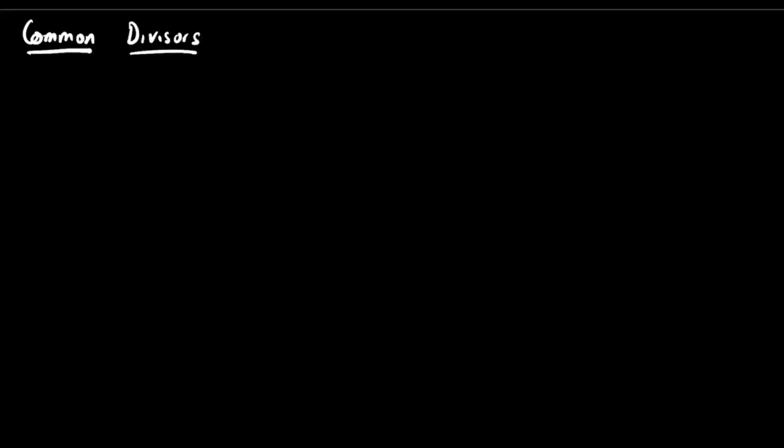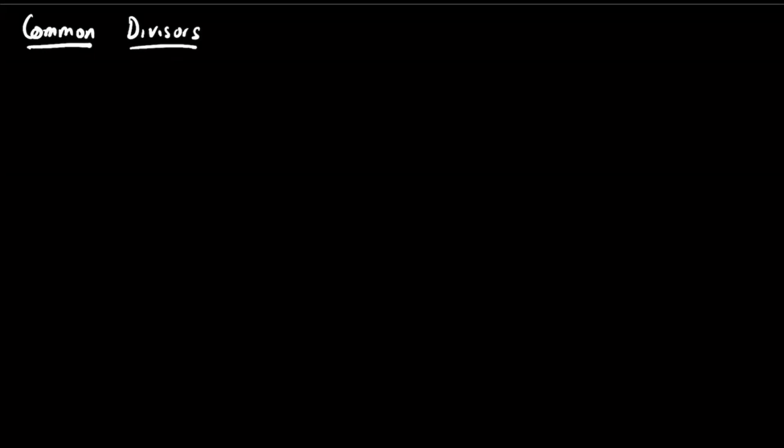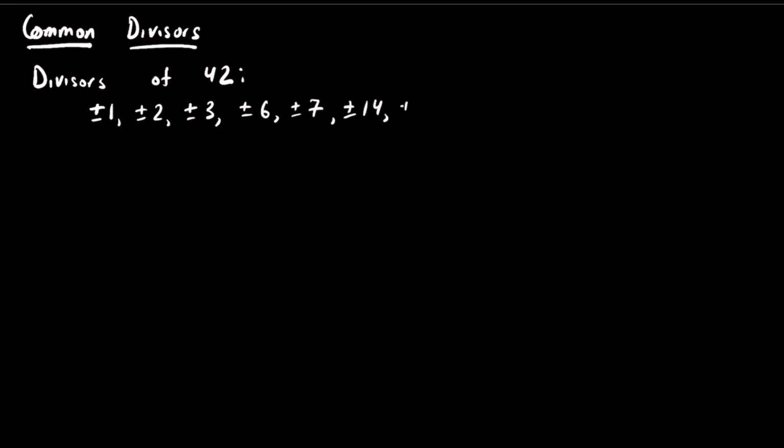Another thing we need to discuss is the notion of common divisors. So let's look at two numbers that I've pre-selected. Let's look at the divisors of 42. What are the numbers that divide 42? After we think about this enough, we'll get plus minus 1, plus minus 2, plus minus 3, plus minus 6, plus minus 7, plus minus 14, plus minus 21, and finally plus or minus 42. So these are all the divisors of 42, all the integers that can divide 42 according to our definition.